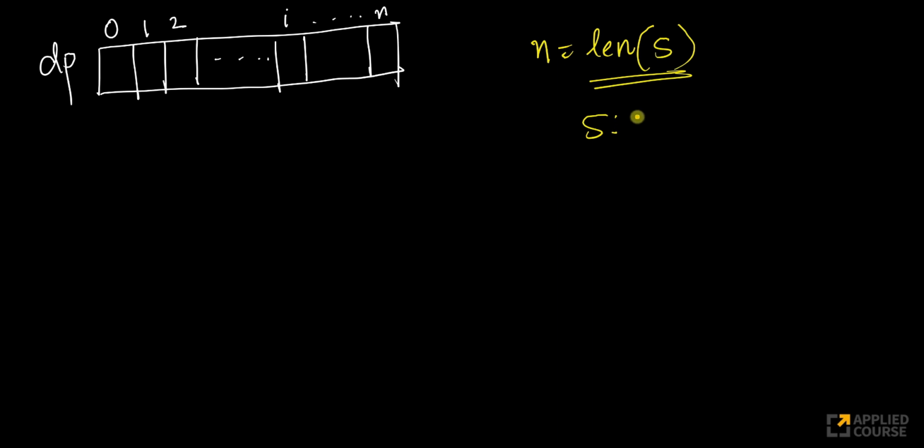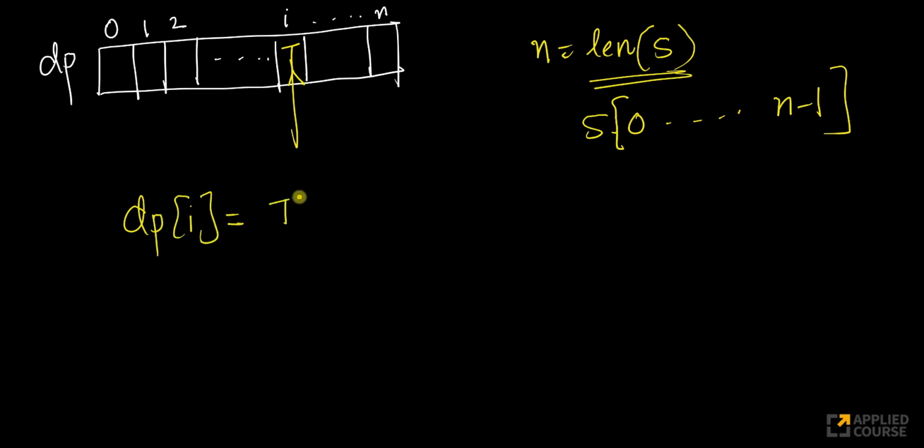See, your S itself has indices from 0 to n minus 1. But we're creating one more index here. This array length is n plus 1, because there is also 0, there is also n. Now, this value will be equal to true. Look at this. This value is equal to true, right? So dp of I, let me write this down.